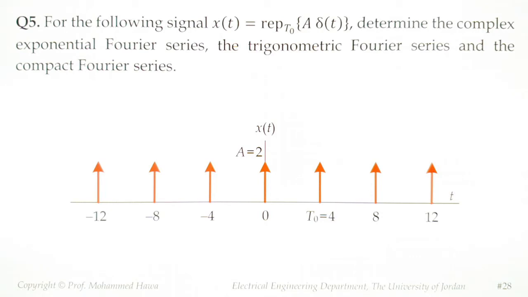So I say to you, all right, take this x of t and find the Fourier series, the complex exponential Fourier series, the trigonometric Fourier series, and the compact Fourier series.